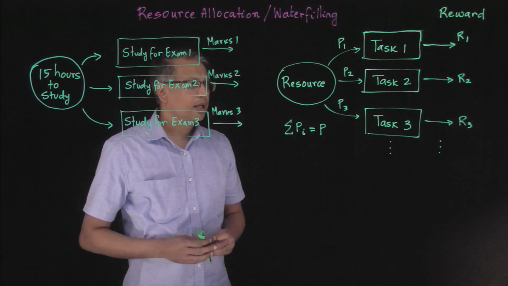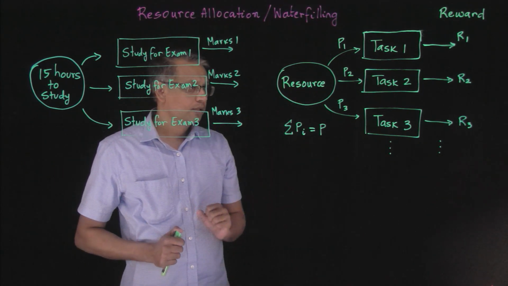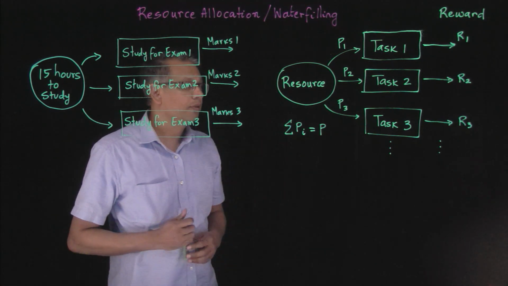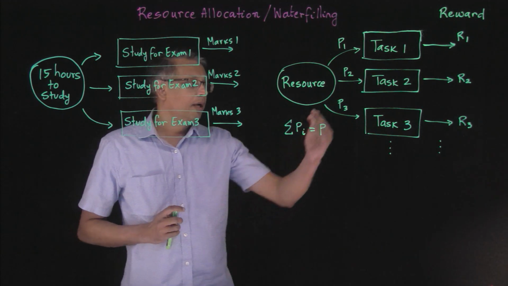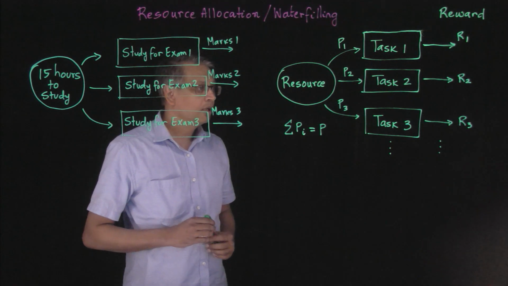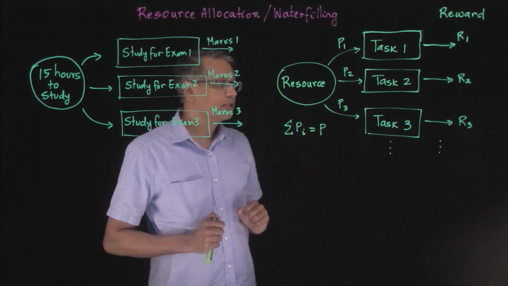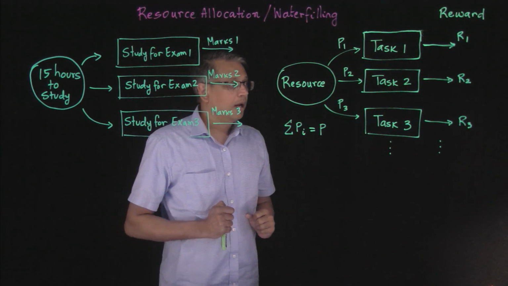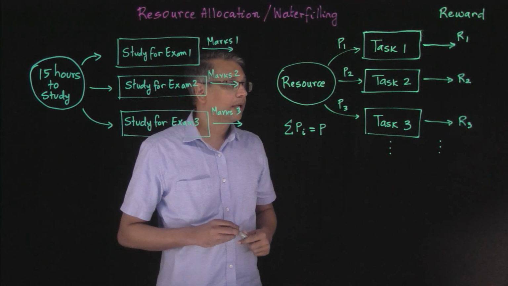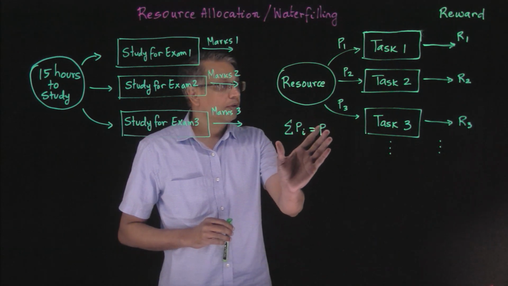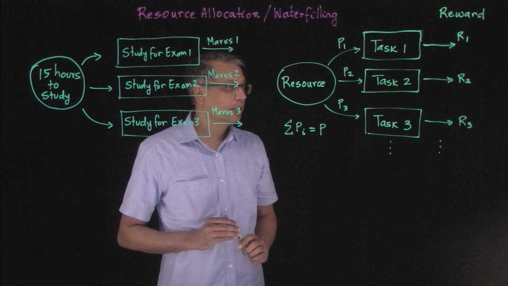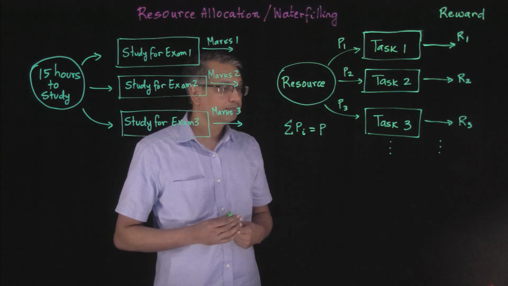So typically in these cases, you have a resource that's fixed, which in this case was like 15 hours. Time was your resource. You have a resource that's fixed, and you can allocate your resource into many tasks. Each task gives you a certain reward, and what you want to do is to maximize the total reward that you get. But you have a constraint that the total amount of resources that you can allocate to these different tasks is fixed to be P, right?